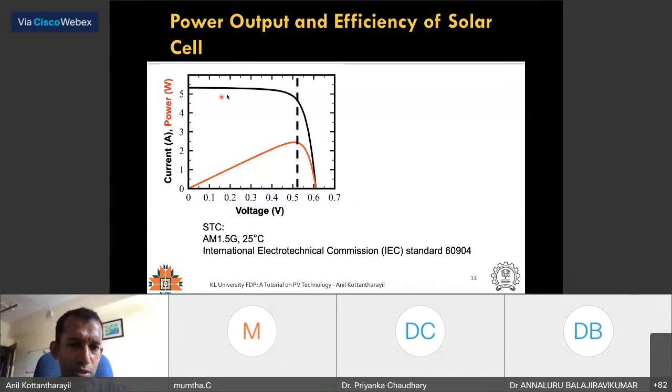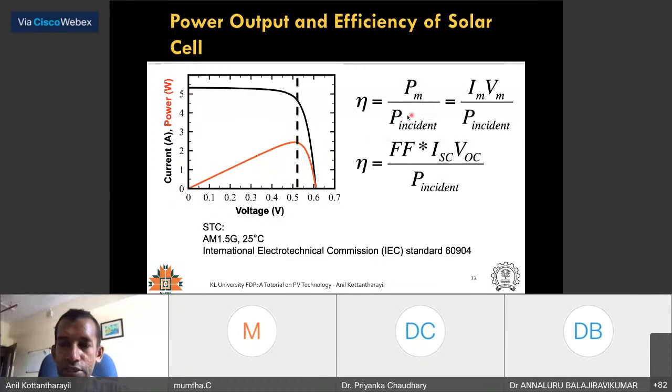The illumination is the same. The only thing is that the voltage has to be selected. You can see that even though this device has about 0.6 volts as the open circuit voltage, you can extract only about 0.52 volts at the maximum power point.